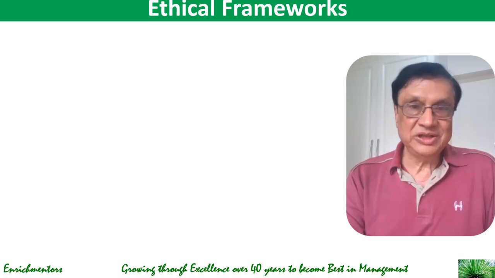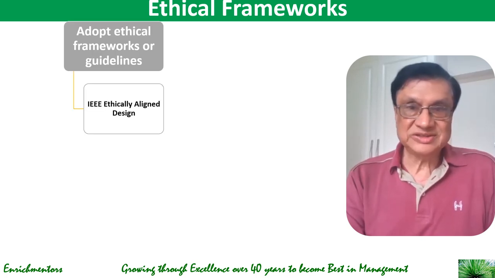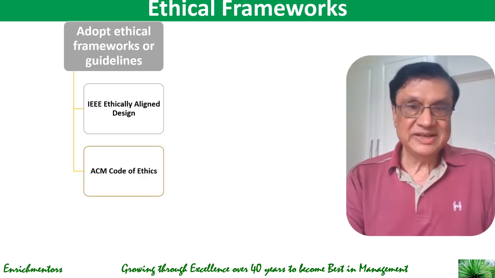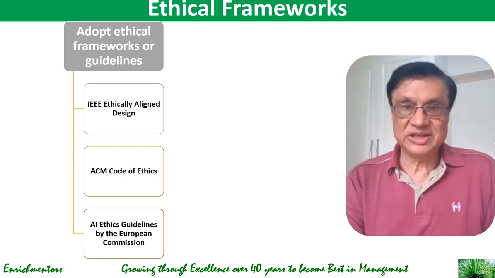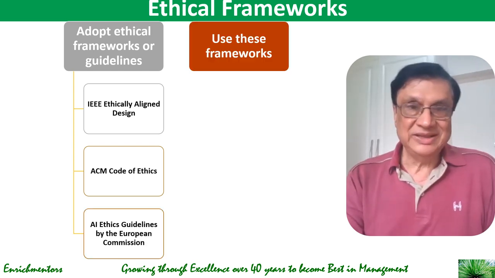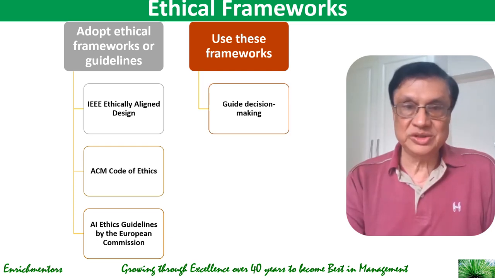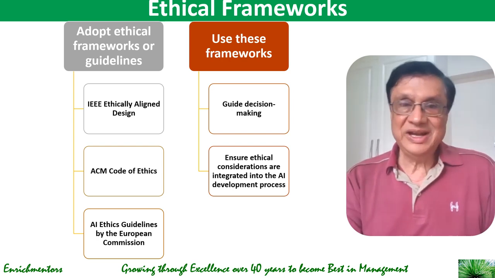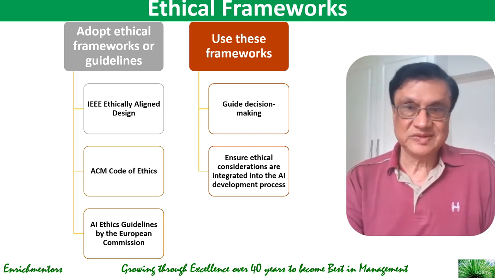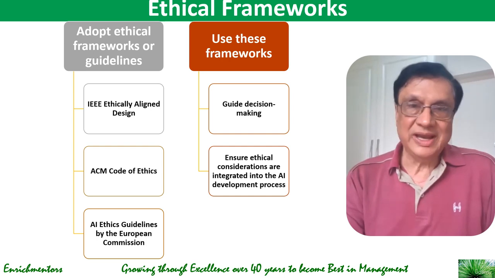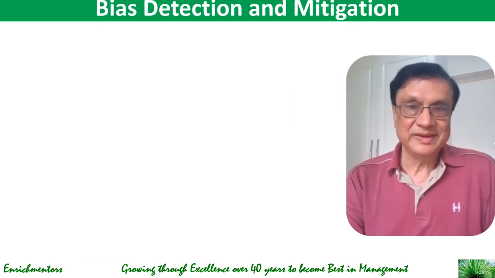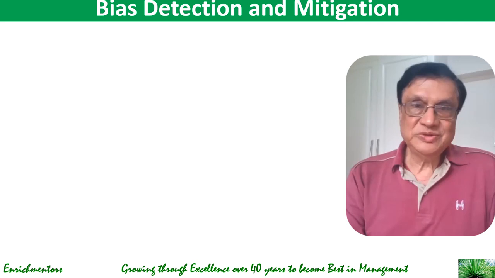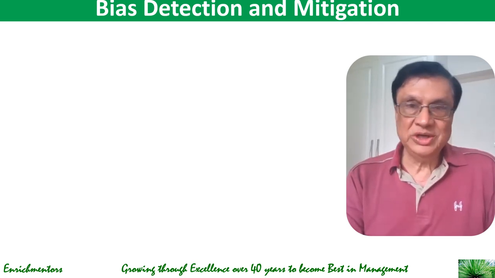Then you need to adopt ethical frameworks or guidelines such as the IEEE Ethically Aligned Design, the ACM Code of Ethics, and the AI Ethics Guidelines by the European Commission. And then use these guidelines and frameworks for making decisions and ensuring that the ethical considerations are integrated into your development process. So that's how you can use the ethical frameworks. These are the ethical frameworks, and you need to use them to guide your decision making and the development.